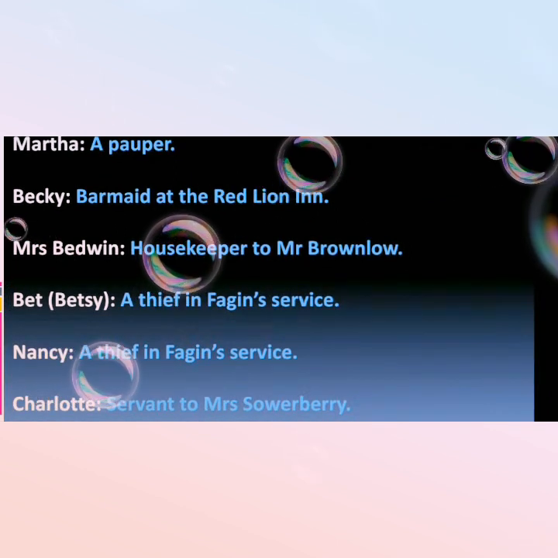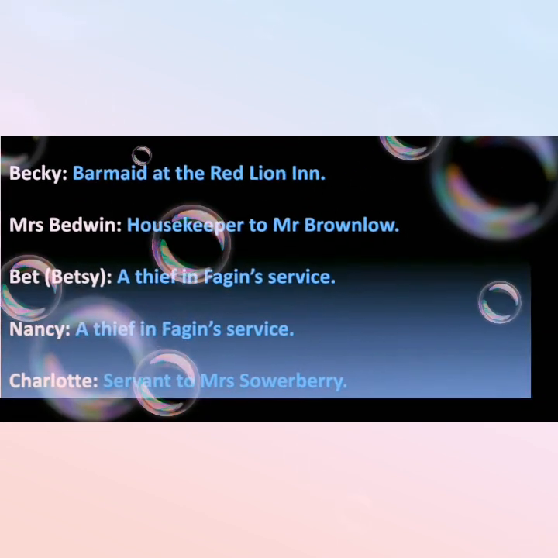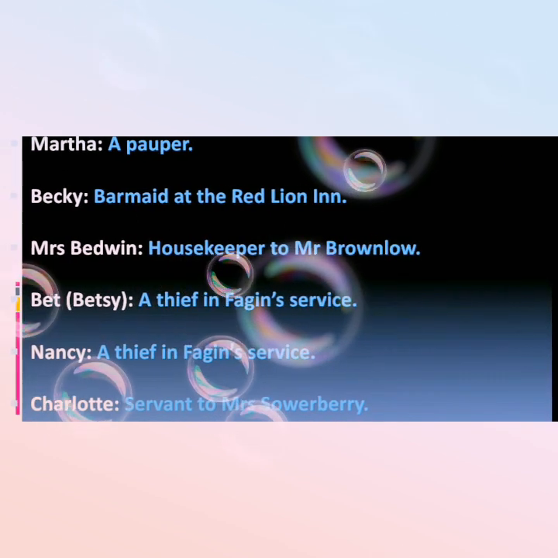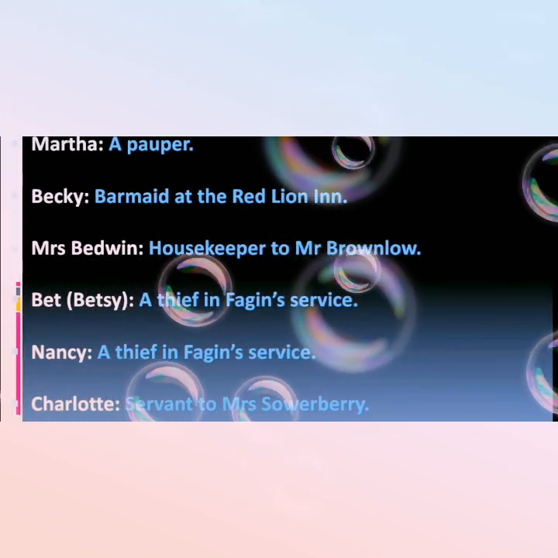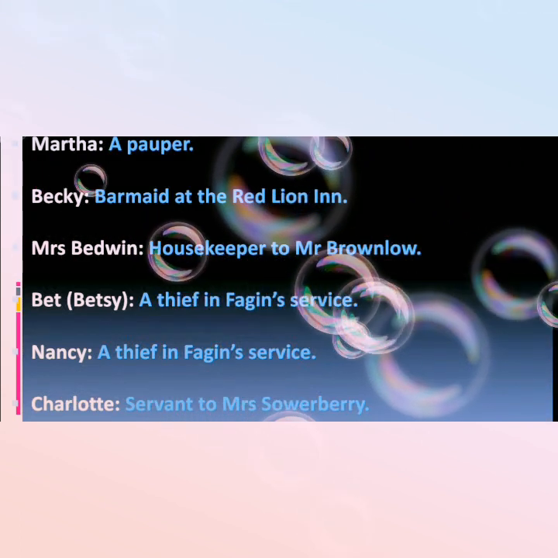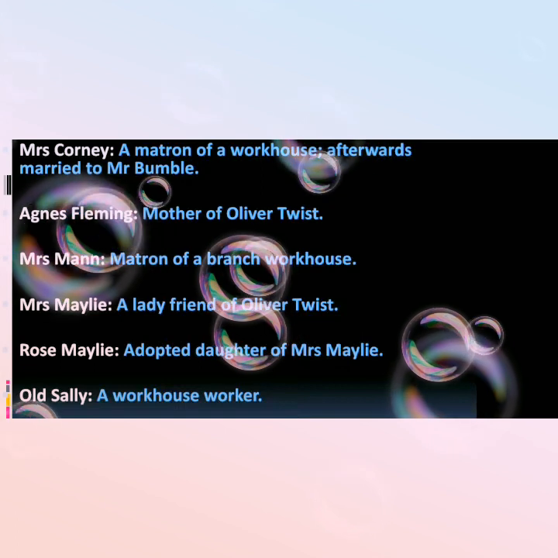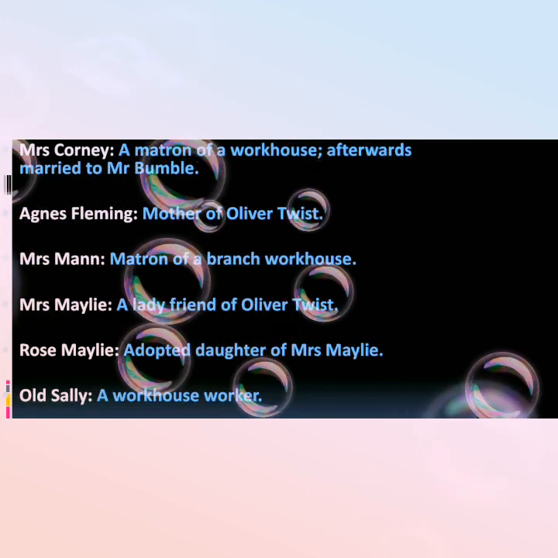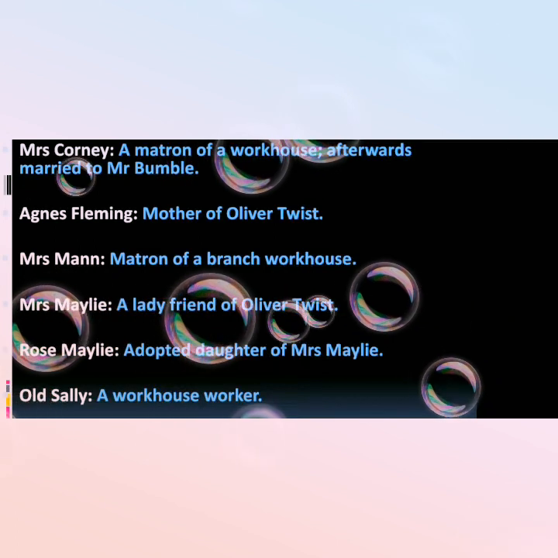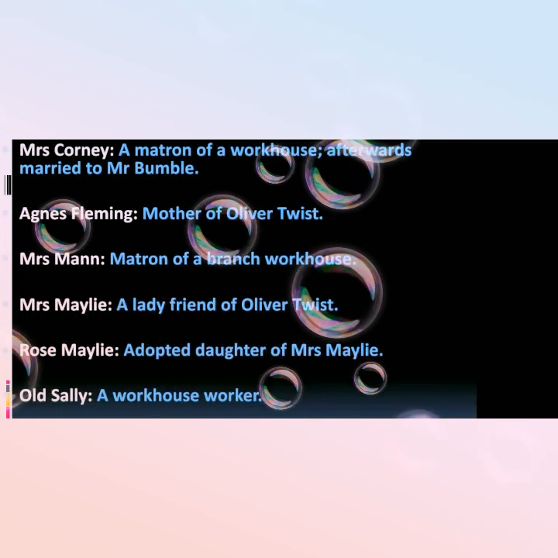She is a thief in Fagin's service. And then the character Nancy. She is also a thief in Fagin's service. And then we have the character Charlotte. She is the servant to Mrs. Sowerberry. The next female character is Mrs. Corney. She is a matron of a workhouse and afterwards married to Mr. Bumble. Then the next character is Agnes Fleming.